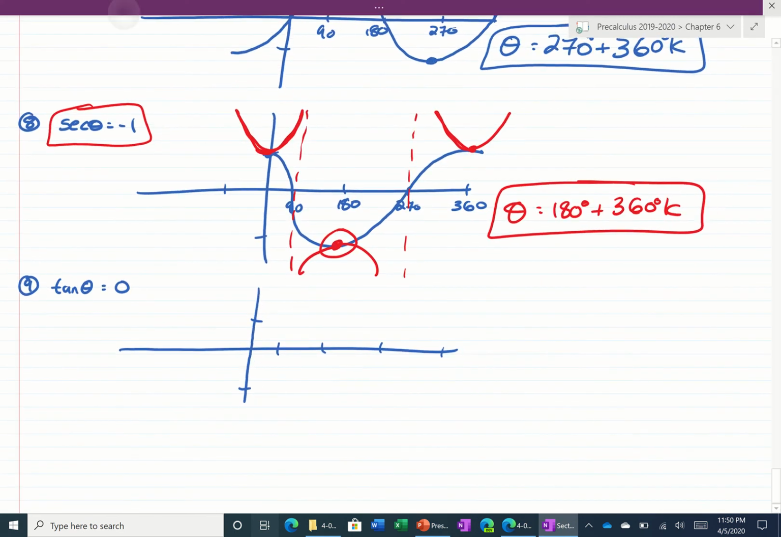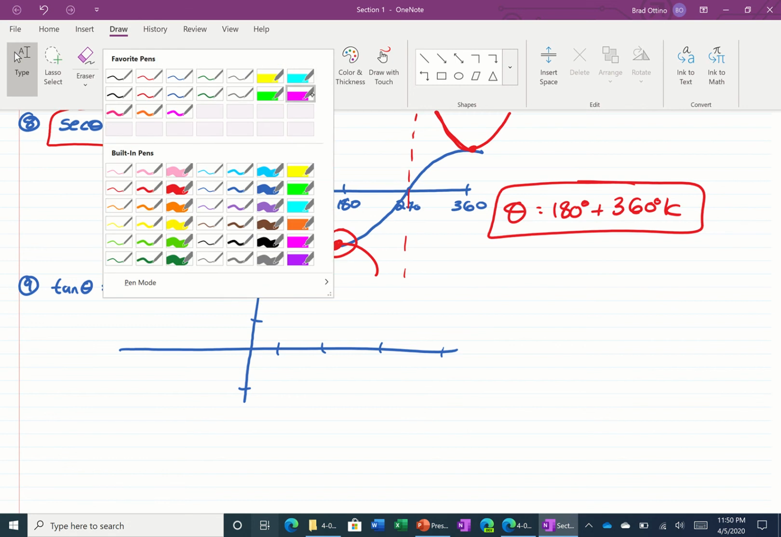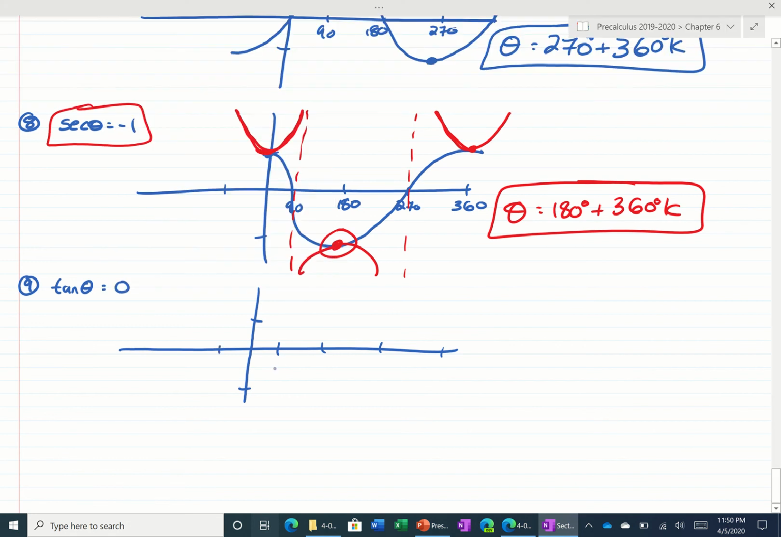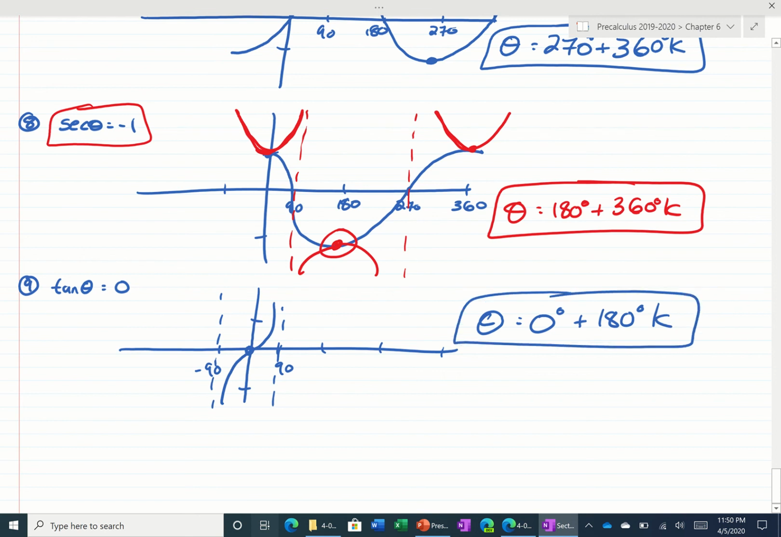And then when is tangent 0? Well, I know tangent is 0 right at the beginning, right here. Between 90 and negative 90, it's sandwiched in between two asymptotes. Tangent looks like that. And you should know this by now. It should start looking familiar. So when is it 0? Well, it would be 0 at 0, and then plus the period of tangent, which is 180. Remember, every period is 360, except tangent and cotangent use 180.